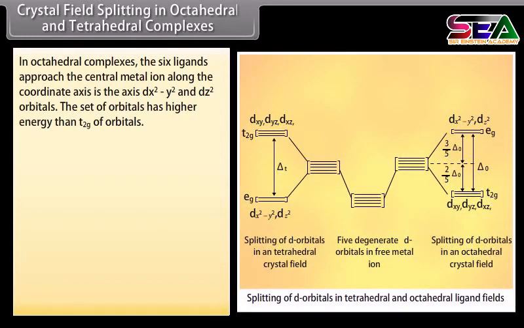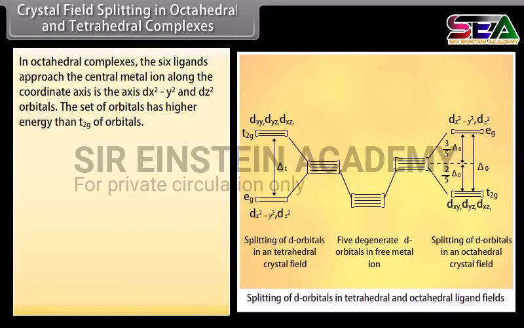Crystal field splitting in octahedral and tetrahedral complexes. In octahedral complexes, the 6 ligands approach the central metal ion along the coordinate axis, that is, the axis of dx2-y2 and dz2 orbitals. This set of orbitals has higher energy than the t2g set of orbitals.